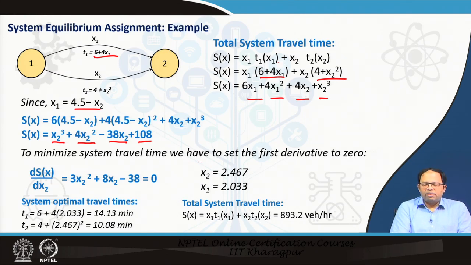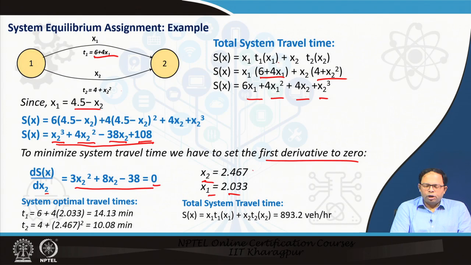So, to minimize system travel time, we first have to, as per the principle we discussed earlier, set the first derivative to 0. So, we take dS by dx2 of x2, the first derivative of this particular equation, which is x2 cube, that is 3x square, plus 4x square, that is 2 into 4, 8x2, minus 38. This one is constant, so 0. So, this becomes 0. When we solve this, again it's an x square form, we can solve this, and like the last time, we get x2 equal to 2.467 and x1 equal to 2.033.